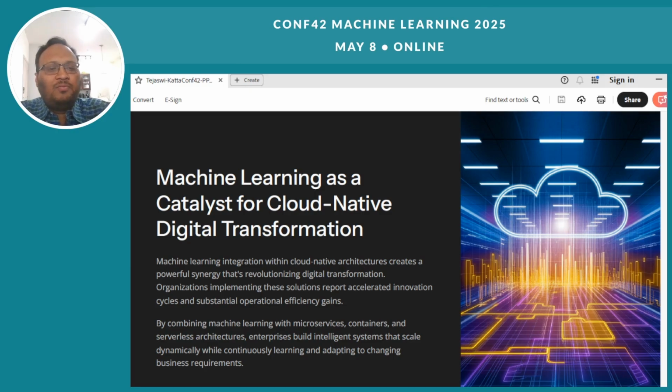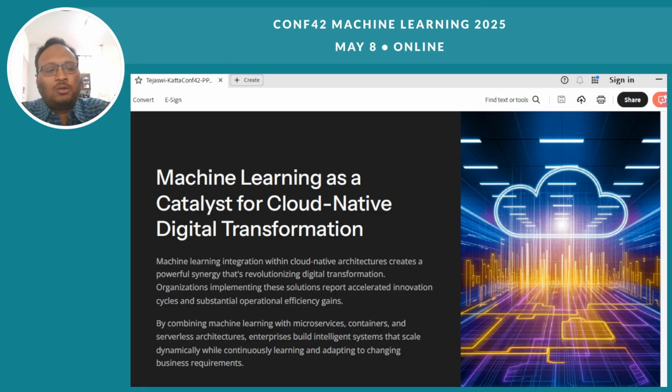So today we are exploring how machine learning acts as a catalyst for cloud native digital transformation. Over the next several slides, we will see how embedding ML into microservices, containers, and serverless architectures not only accelerates innovation but also drives operational efficiencies that weren't possible before.